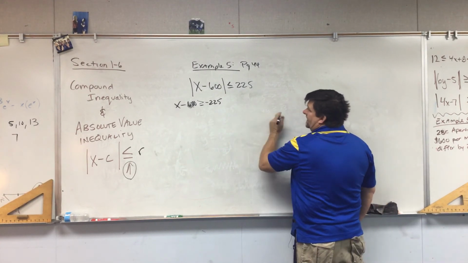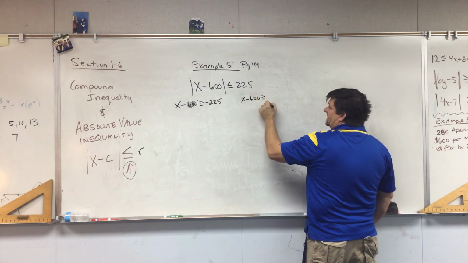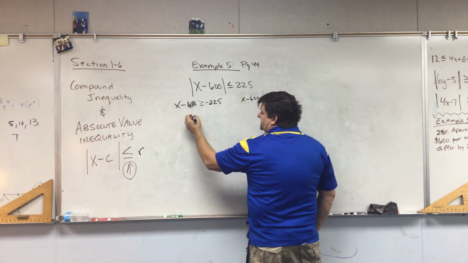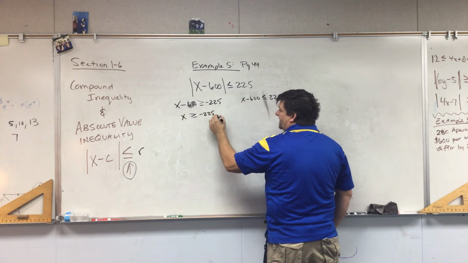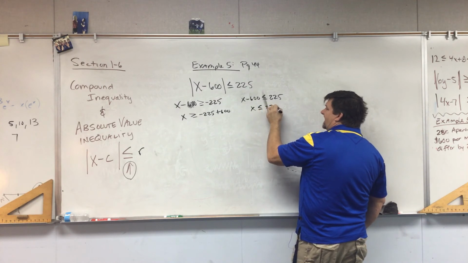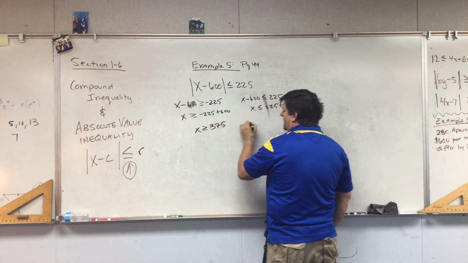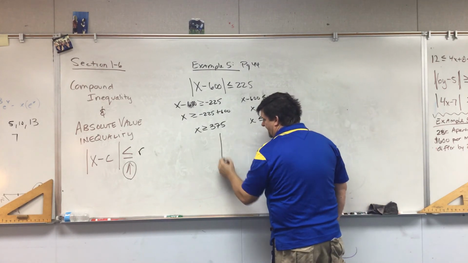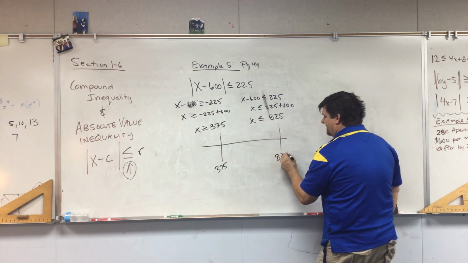Hopefully you guys wrote that. I'm going to use my right side: x minus 600 is less than or equal to 225. So if I solve this, x is greater than or equal to negative 225 plus 600, and x is less than or equal to 225 plus 600. I get x is greater than or equal to 375, and x is less than or equal to 825. So if I graph my range, here's 375, here's 825.